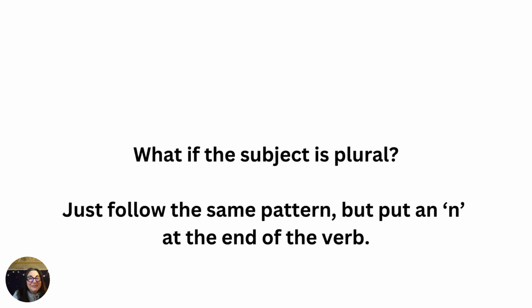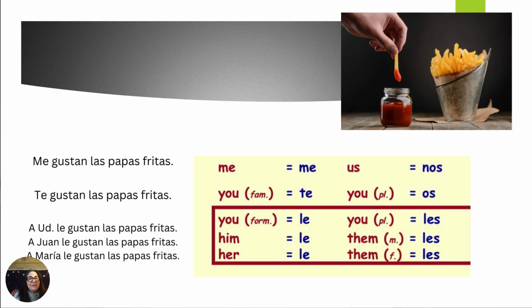I apologize for that. All right, so if the subject's plural, we just follow that pattern, but we put the N at the end of the verb. Let's say if I made the same mistake. All right, so here we have the same thing. So if we're talking about papas fritas, you can see how this works, right? Me gustan, te gustan, a usted le gustan. The French fries are pleasing to you, formal, and so on.